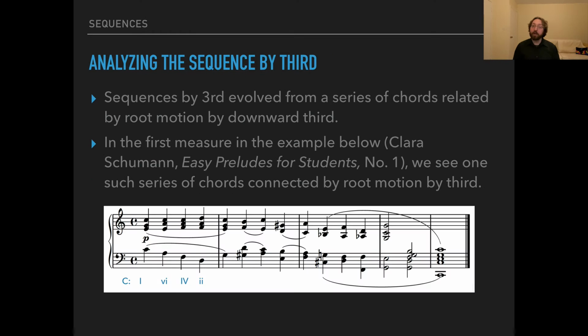Let's look at another type of sequence that uses a different interval to create its harmonic motion, the sequence by third. Sequences by third evolved from a series of chords related by root motion by downward third. In the first measure in the example below, it's Clara Schumann's Easy Preludes for Students, number 1, we see one such series of chords connected by root motion by third, going from 1 to 6 to 4 to 2. This sets up a nice little sequential sound.